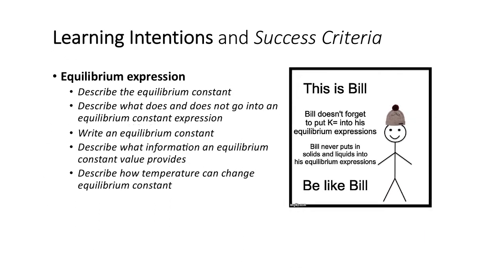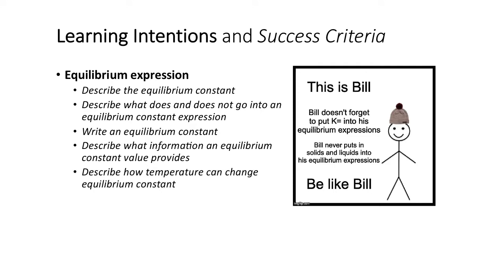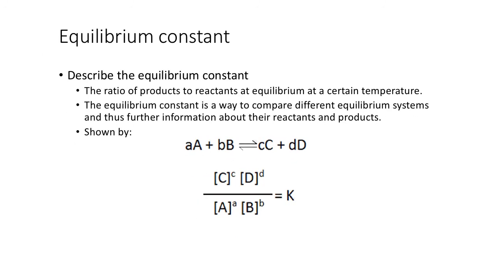So we're going to be learning about equilibrium expressions, describing what they are and what information they tell us. Let's just go through again. Equilibrium is when you have dynamic equilibrium, where you've got the same number of reactants and products being made at any given point because the forward and reverse reactions are going at the same rate.